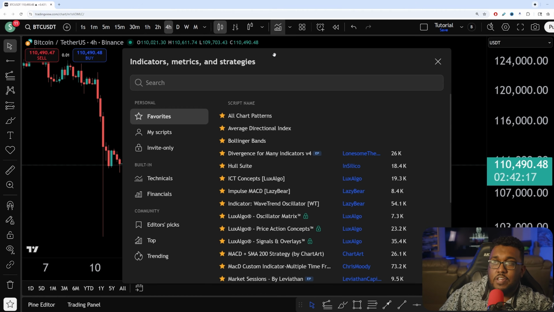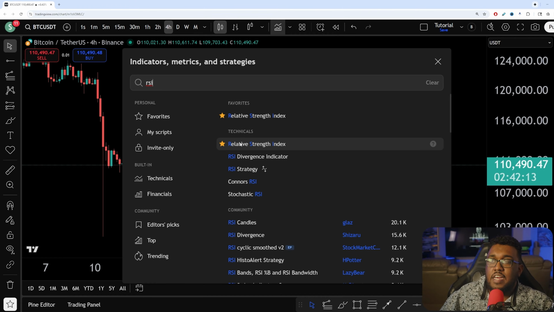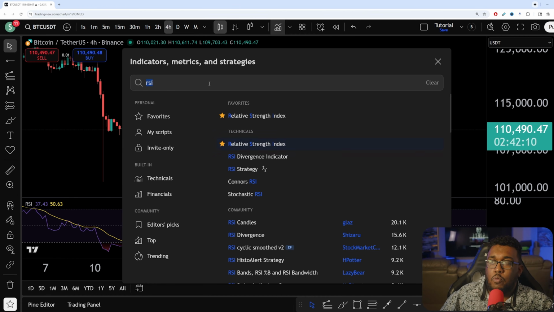Now, to get started here, please go to Indicators, Metrics, and Strategies and type in RSI, then click on the technical one right here one time.